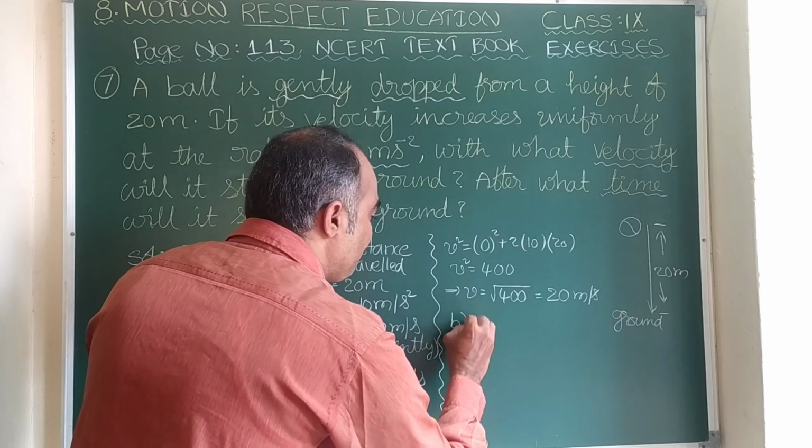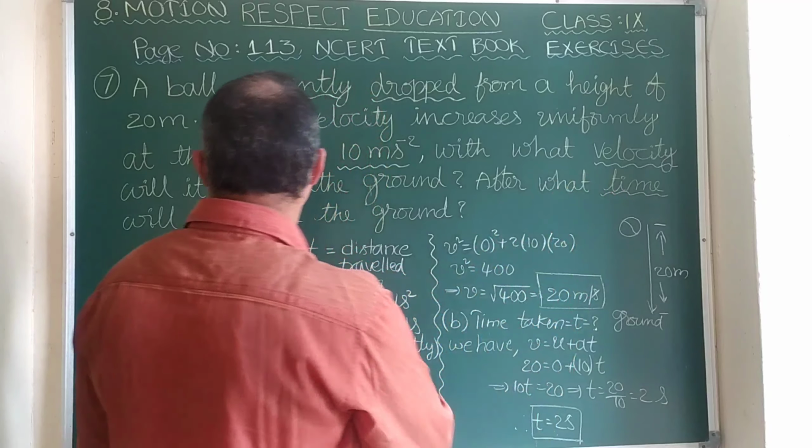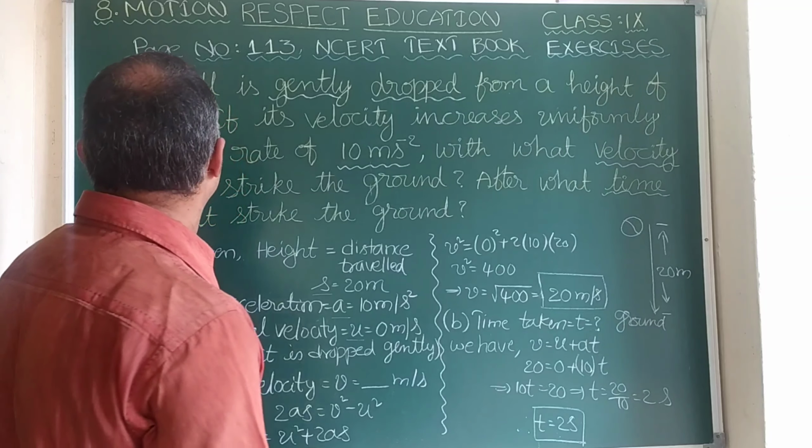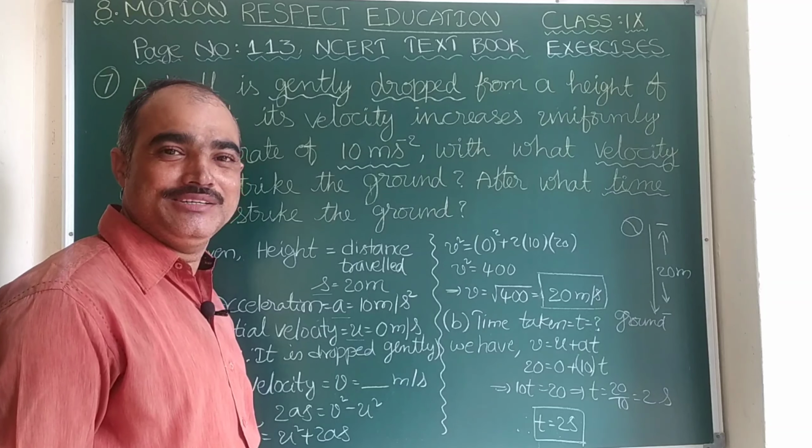Now here let us conclude. With what velocity will it strike the ground? Therefore the required velocity is 20 meter per second, and another bit is after what time will it strike the ground? After 2 seconds it will strike the ground. With this both the bits are completed and problem number 7 gets completed.